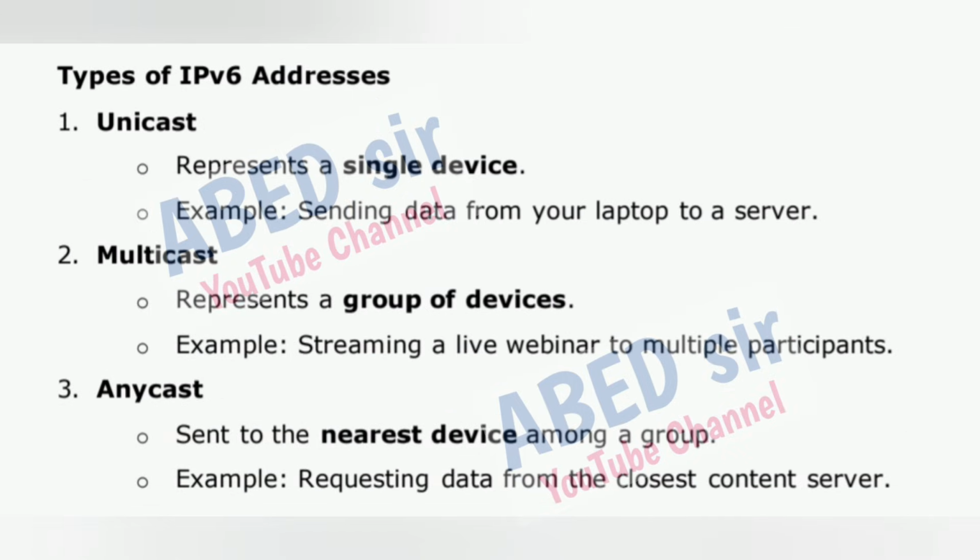Types of IPv6 addresses. 1. Unicast. Represents a single device. Example, sending data from your laptop to a server. 2. Multicast. Represents a group of devices. Example, streaming a live webinar to multiple participants. 3. Anycast. Sent to the nearest device among a group. Example, requesting data from the closest content server.